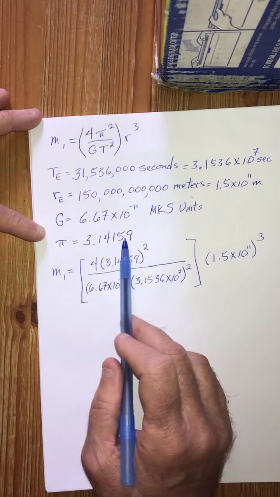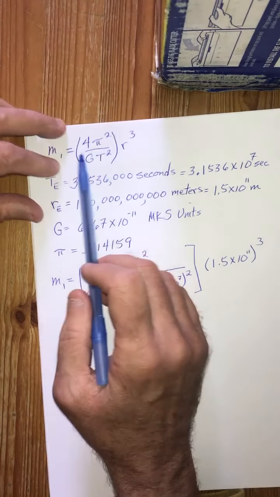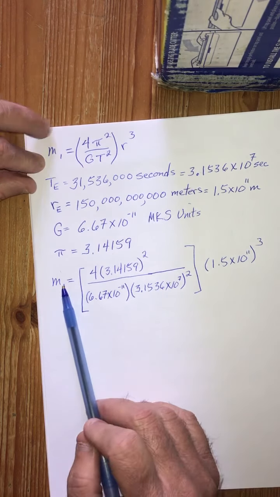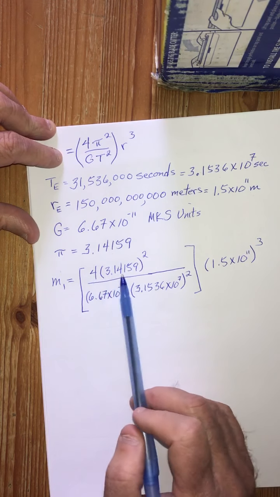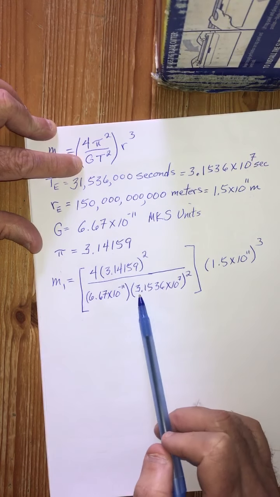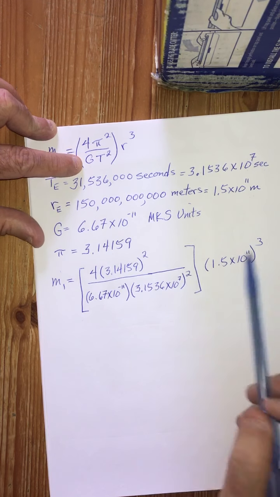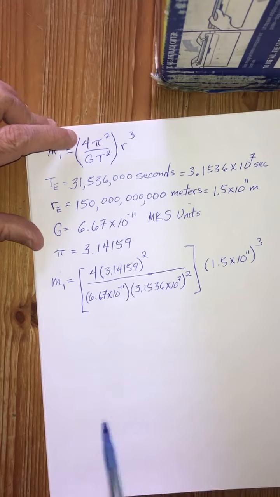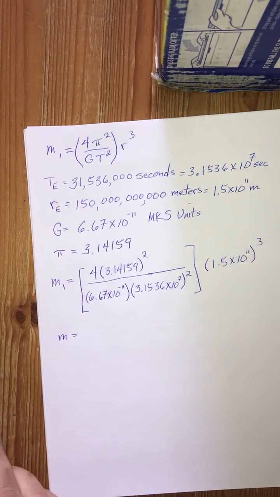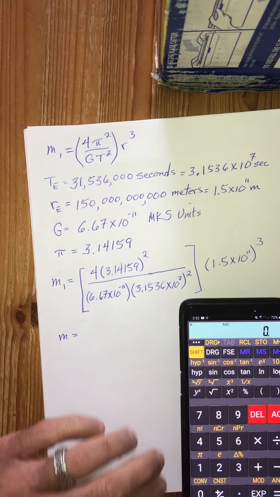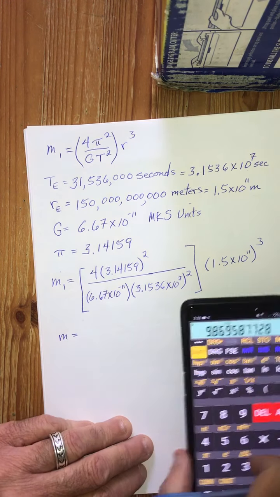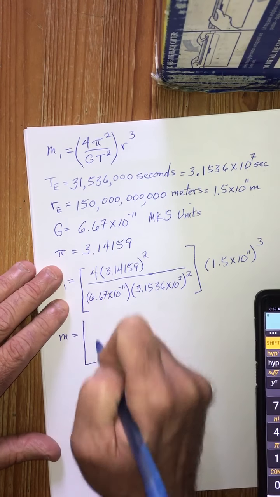So I've taken all of these numbers and plugged them into their places in our formula up here. So we have m1 equals 4 pi squared over capital G, times t squared times r cubed. Now we're going to multiply some of these out and simplify them somewhat. So let's start with 3.14159, and we square that. So we're going to get this.